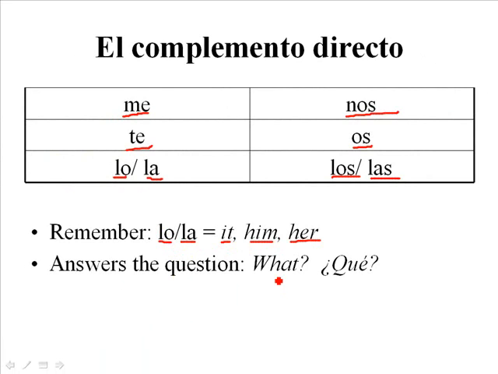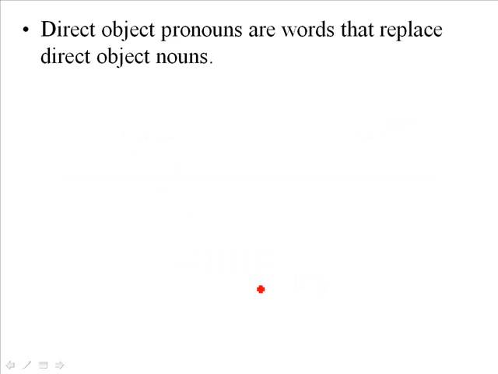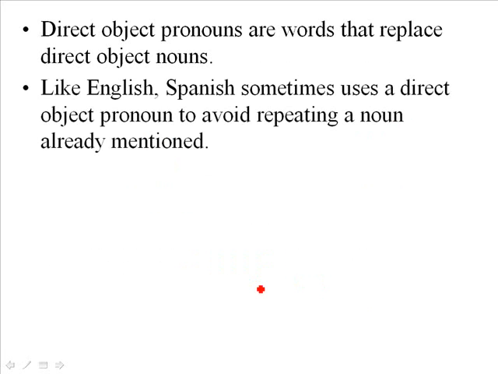What question does it answer? It answers the question, what? ¿Qué? We look at the verb and say, ¿qué? What is it doing to what? Again, pronouns replace nouns. Direct object pronouns replace direct object nouns. Okay, we use it very similarly in Spanish and in English. You don't want to keep saying the car, the car, the car, so you'll replace the car with it.